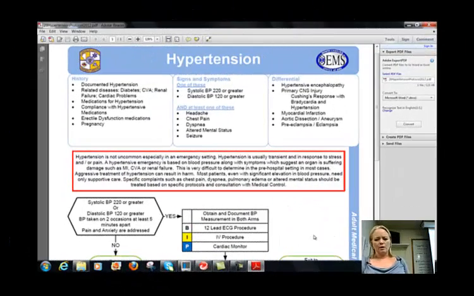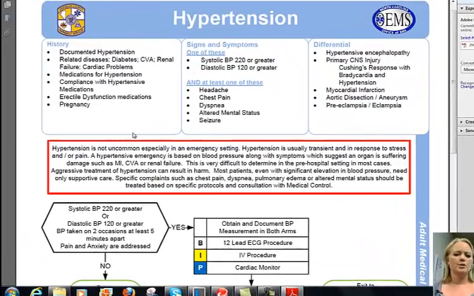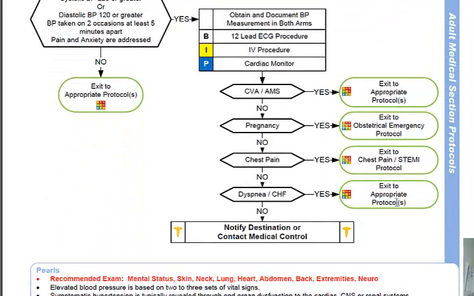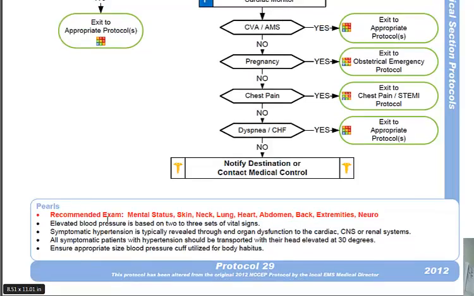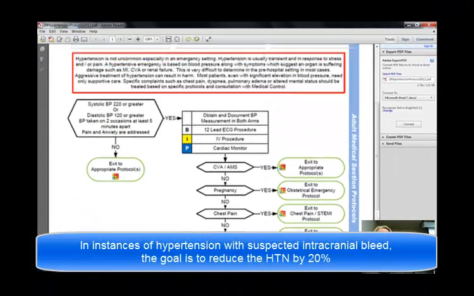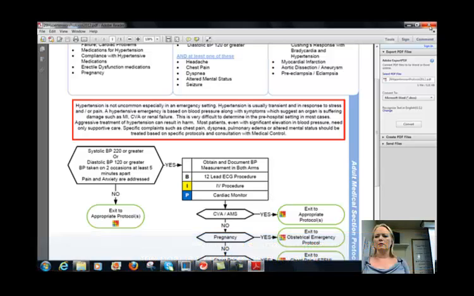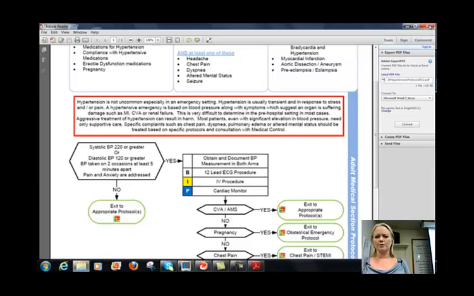Okay, hypertension protocol. There's a lot of information in this red box about treating hypertension. A lot of people have asked me about whether we should treat hypertension in people that we suspect may have a spontaneous head bleed. The answer to that is yes. We don't want to bottom out their blood pressure, so you really want to reduce them by about 20%. But you do want to reduce it because the increased pressure is why they're bleeding. But you don't want to decrease their pressure so much that they're not going to perfuse their brain. So you don't want to drop them back to normal. You just want to reduce it a little bit. And there, nitro is the only option for that.